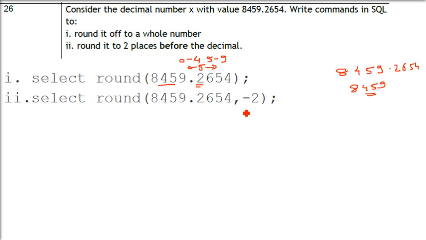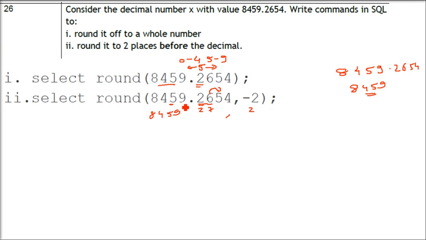Second question we are taking. So now, just assume we are taking 2, not negative 2. So 2, 6 will come, and then it will look for the number after 6, which is 5. As I said, 0 to 4, no change; 5 to 9, it will change. So you will get 27.